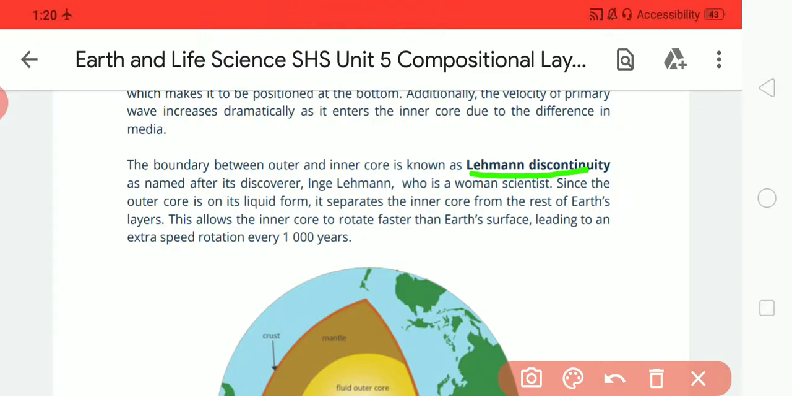So since the outer core is in its liquid form, it separates the inner core from the rest of the Earth's layers. This allows the inner core to rotate faster than Earth's surface, leading to an extra speed rotation every 1,000 years. So bali day class, naga-rotate di ay ang inner core sa Earth. So abi na kog steady ra ganay siya, but instead it is constantly rotating.